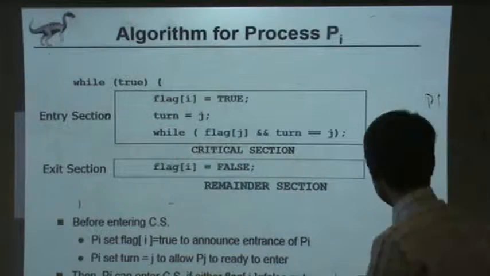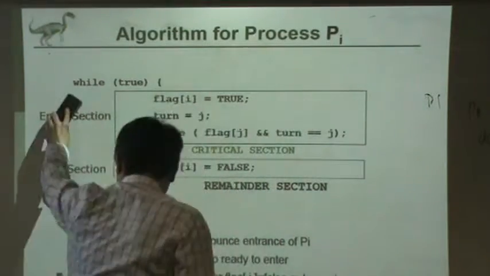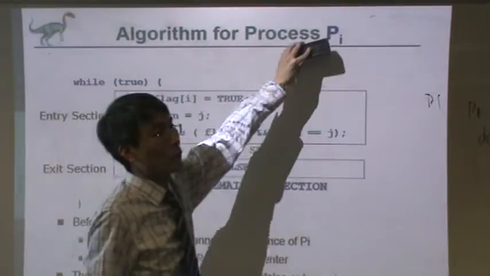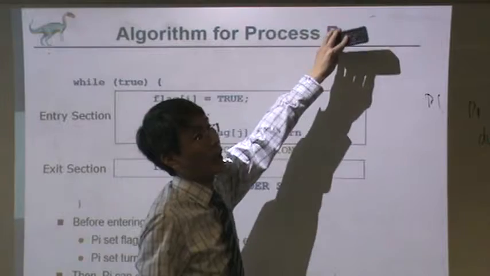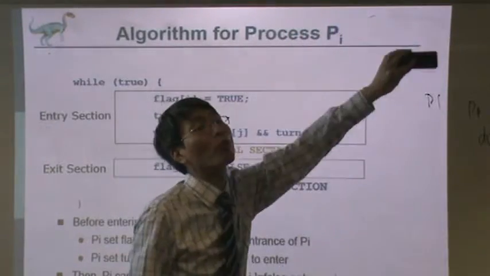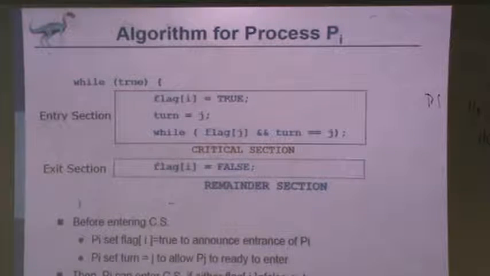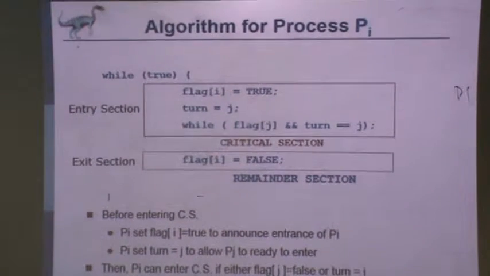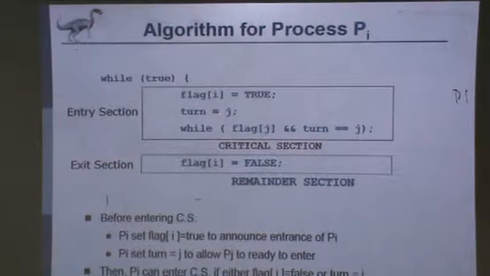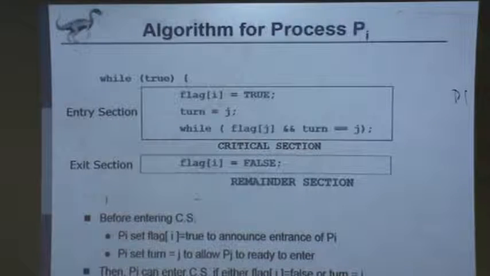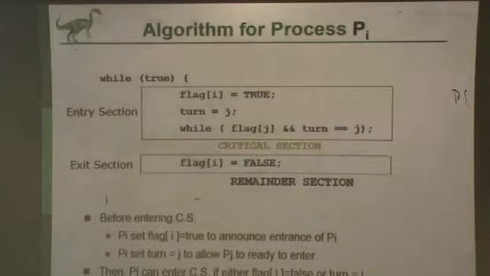So we can consider the same thing. If process i and j are confusing, you can consider 0 and 1, it doesn't matter. The entry section is the combination of flag i, which is the same as algorithm 2, and turn, whose turn it is. Flag i means whether each process wants to enter the critical section, in other words, it expresses the desire to enter. And turn determines whose turn it is.